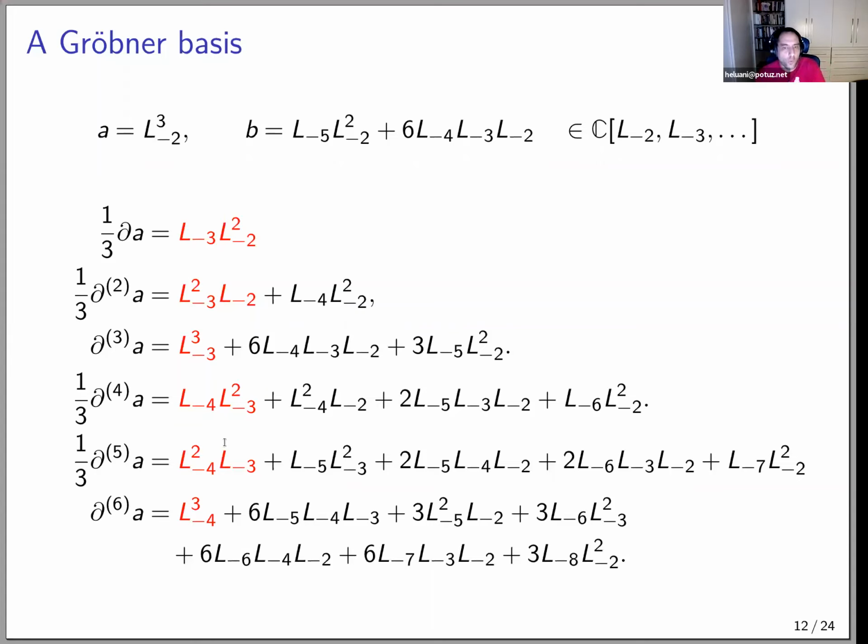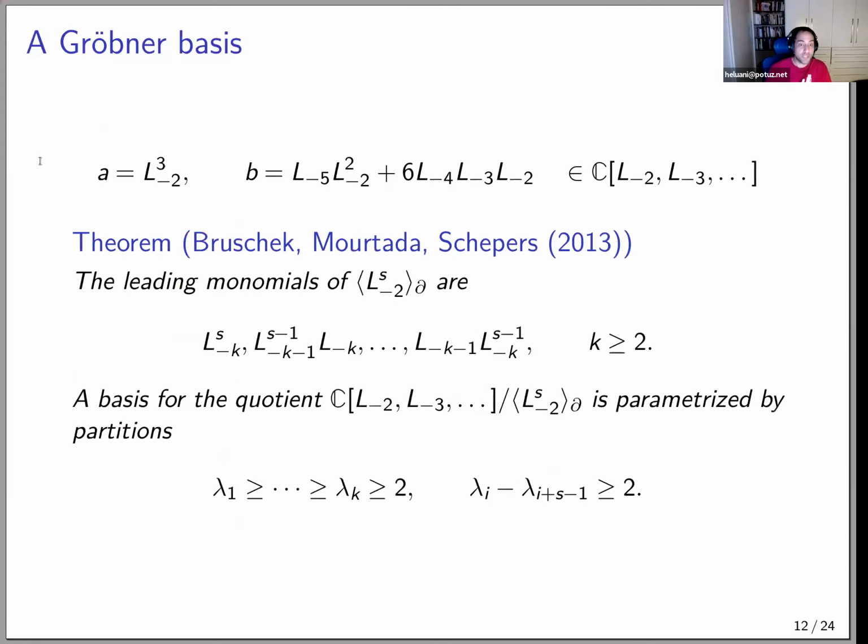And what you're guessing actually does continue. The leading monomials are always of the form L minus p cubed, L minus p squared, L minus p minus 1, L minus p minus 1 squared. And these are all the leading monomials of this derivative. That's what makes Frenkel and Feigin's problem very simple. This was actually generalized. And this is a theorem of Ruszczyk, Murtada, and Shepard, which is not that old. It's 2013, so it's only 5 years before we published our paper. They computed this for the general case of L minus 2 to an arbitrary power. And the leading monomials are those.